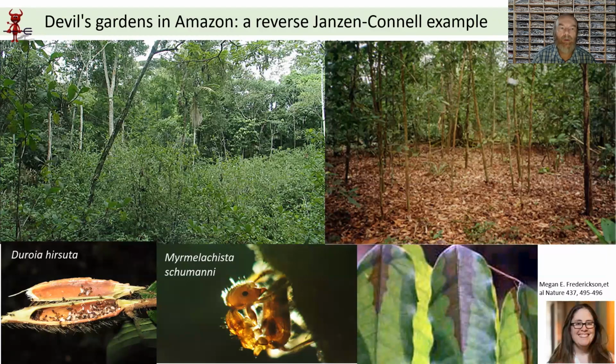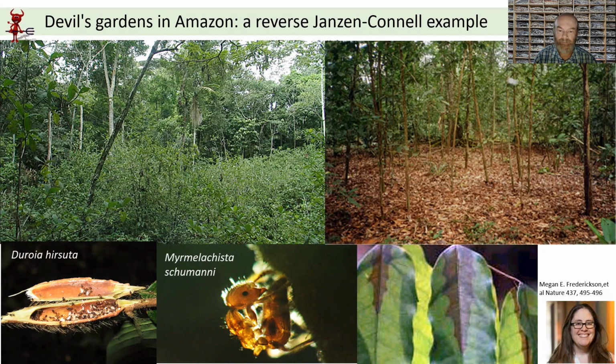That actually can be illustrated in so-called devil's gardens in the Amazon, where in the middle of nowhere suddenly there is a monospecific stand of ant plant Duroia hirsuta, and recently Megan Frederickson at Harvard demonstrated that the ants are actively destroying any seedlings and saplings of plants other than Duroia hirsuta. So this is exactly the effect of the reverse Janzen-Connell, and some of these devil's gardens are more than 800 years old.